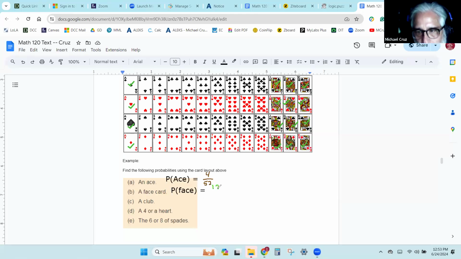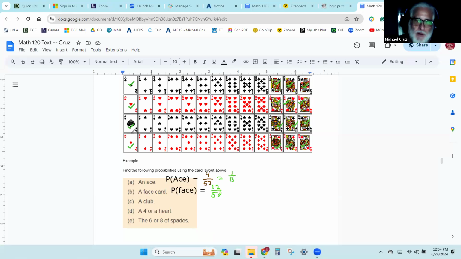So there's 12 over 52. And then we can simplify that. So, Mr. Cruz, you don't simplify the 4/52? Oh, sorry. Thanks for noticing that. Yeah. So watch what's going to happen here. It's 1/13.